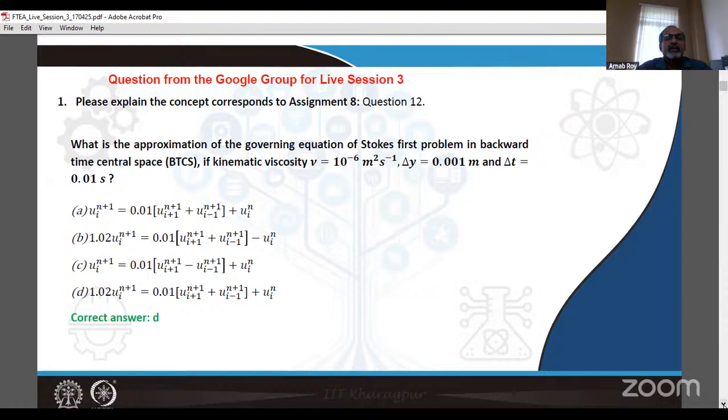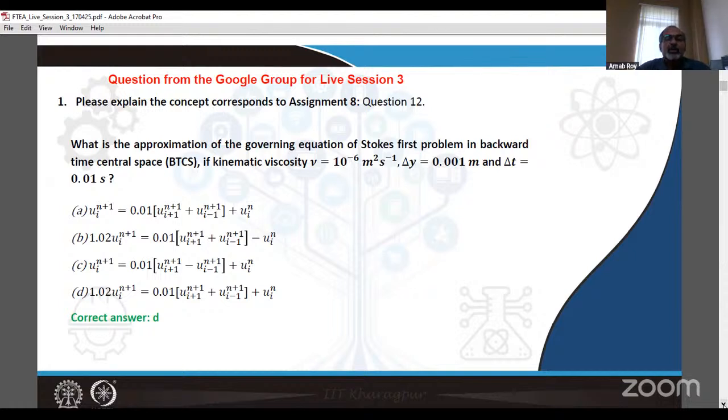Let's look at this question. It is related to assignment 8, question 12. The question is, what is the approximation of the governing equation of Stokes' first problem in backward time central space, which we abbreviate as BTCS, if kinematic viscosity is given by the value that we have here and the spatial grid size is delta y equal to 0.001 meter and the time step is 0.01 second. And as always, you have 4 options. You have to choose the correct option, or sometimes for certain questions, it may be multiple options. Incidentally, for this question, option D is the correct one.